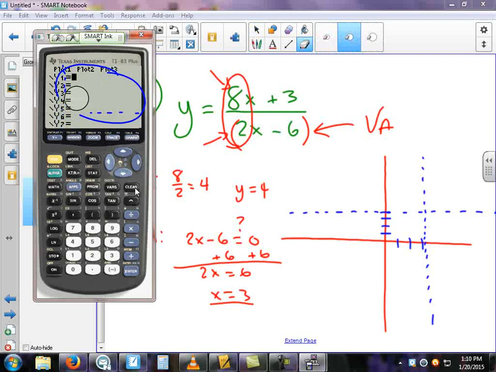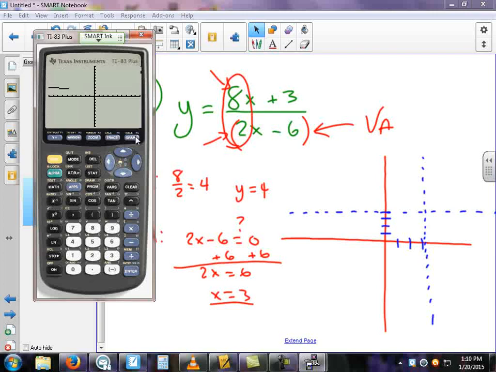I'll erase this real quickly. Alright. So we're going to go y equals, and I'm going to use parentheses a lot here. 8x plus 3. And notice, other than the 8 from the numerator, I didn't need to know much about the 8x plus 3. Divided by, again parentheses, 2x minus 6. It's very important to use parentheses around the denominator or numerator.